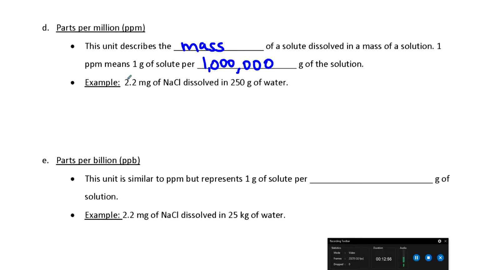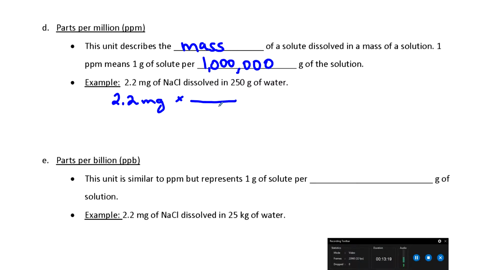So first of all, we want to make sure that we're in the same unit here. We're in milligrams and grams, so we can't compare those two amounts until they're in the same unit. So let's convert milligrams to grams first. Okay, so 2.2 milligrams.